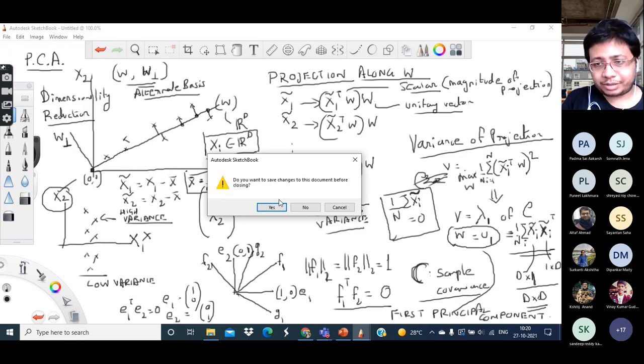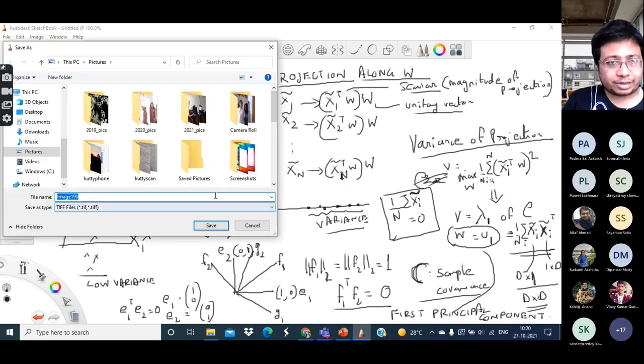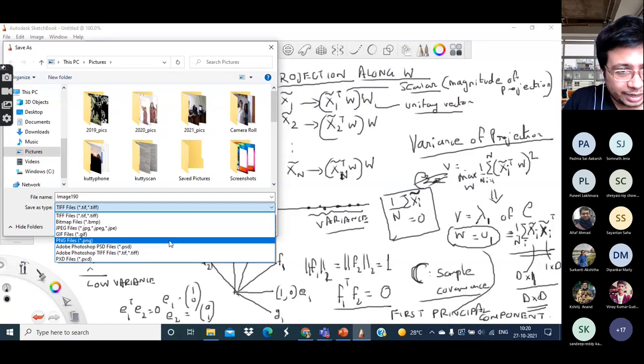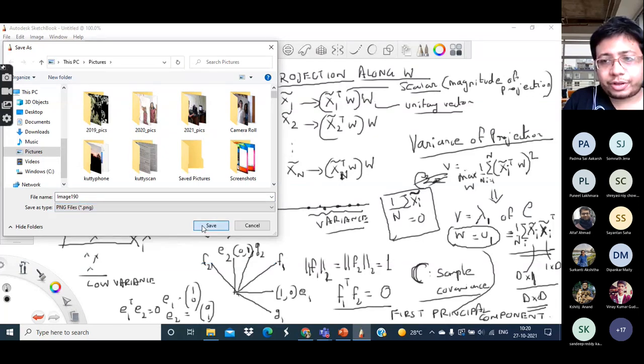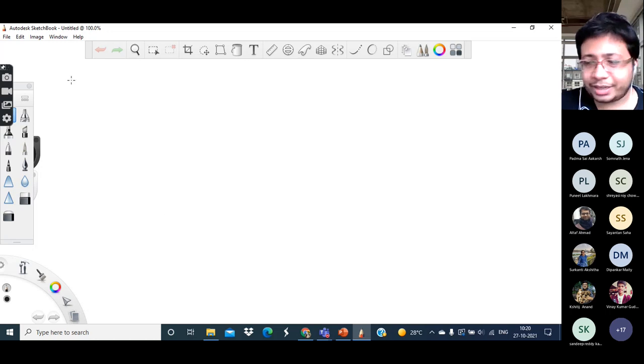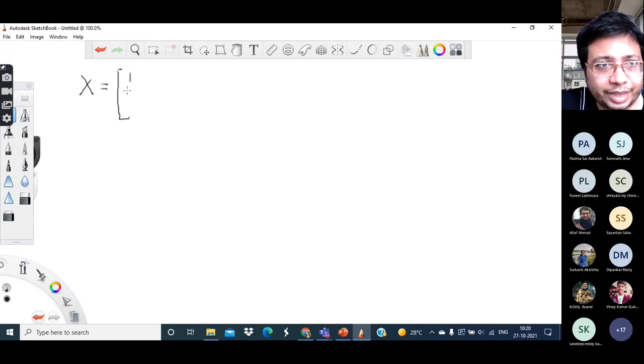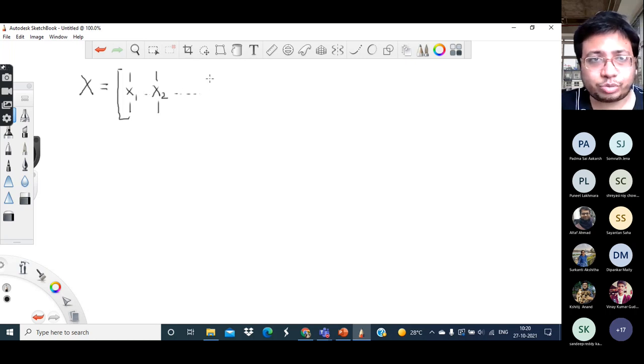It can also be shown that this first principal component of the data is actually the first left singular vector of the data matrix, which is X. So what is that? Let us define X as a matrix where every column is one of the data vectors. The first column is the first data vector x1, the second is the second data vector x2, etc. And there are n data points like this.